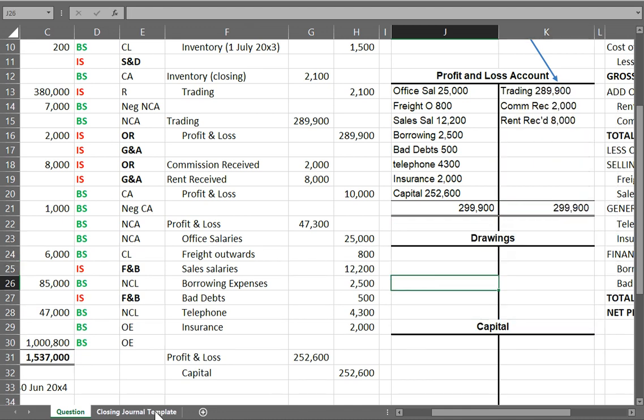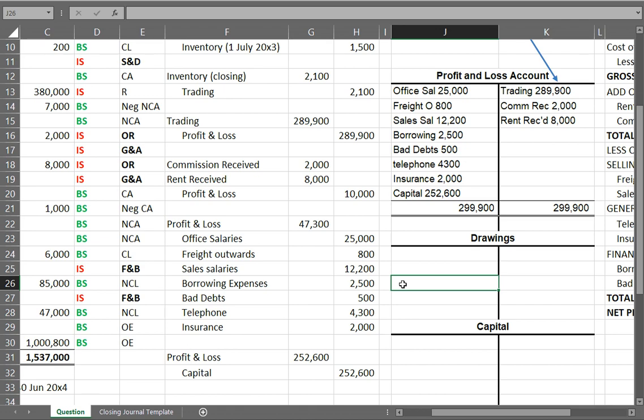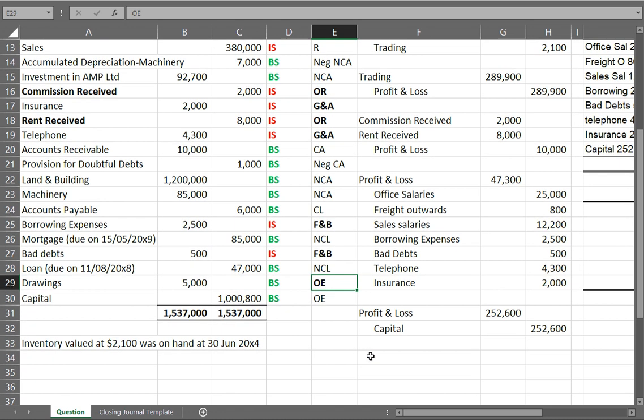Okay, next step is step 7. We need to take drawings and close off to capital. Let's have a look. Do we have drawings? I think we do. Let's check. We do have drawings. Okay, that's the drawings. So in order to close off drawings, normally it's a debit balance. We need to credit drawings and debit capital because it's a reduction of capital. So drawings 5,000 and capital 5,000.